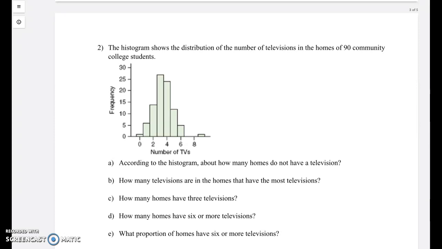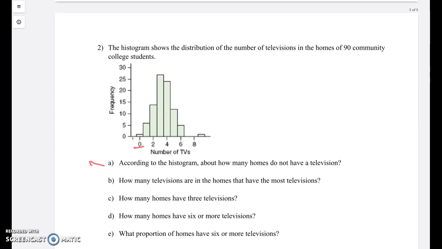Number 2. The histogram shows us the distribution of the number of televisions in the homes of 90 community college students. So if you look here, here are the number of TVs. If you look at the 0, this 0 represents that there are 0 TVs, and the bar itself tells you how many homes have 0 TVs. So if I look at part A, according to the histogram, about how many homes do not have a television? That means 0 TVs.